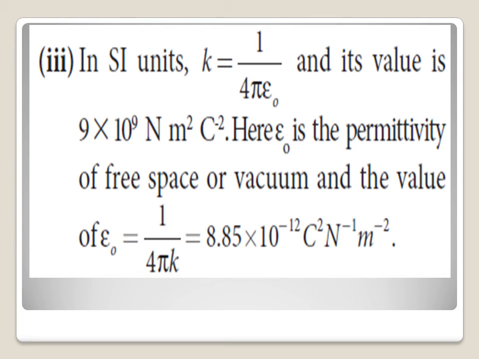And the value of epsilon naught, that is the permittivity of free space, is equal to 8.85 into 10 power minus 12 Coulomb squared per Newton per meter squared. The value of epsilon naught may come as a 1 mark question.